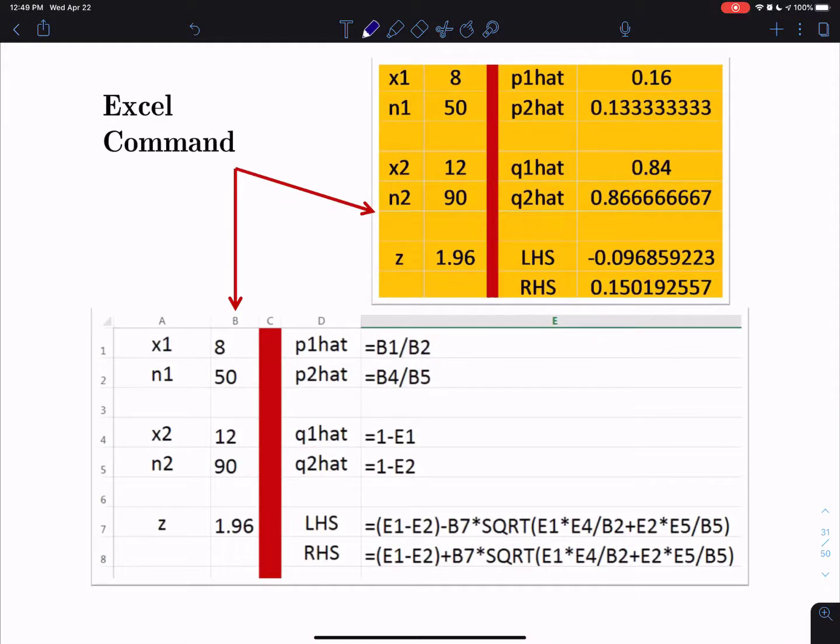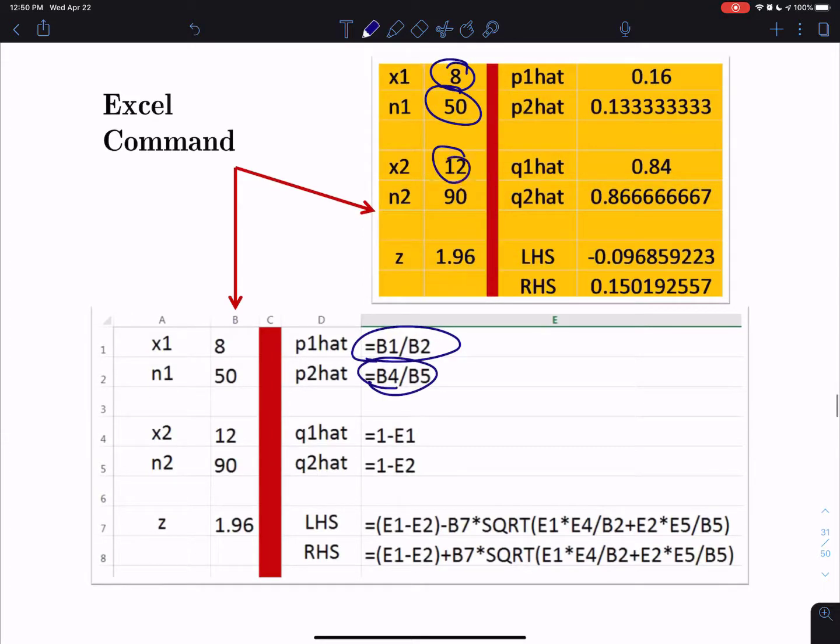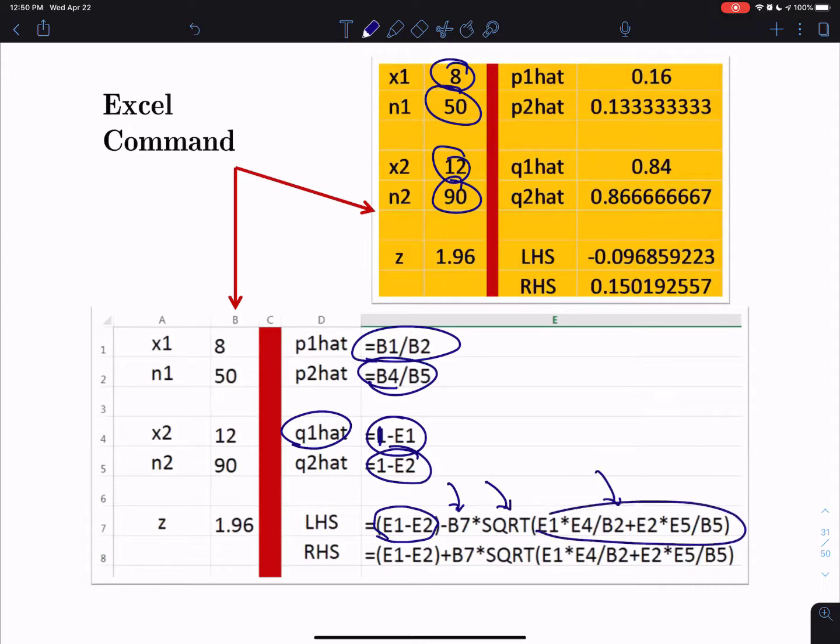It's this picture. So you see you just typed B1 over B2. That's 8 over 50. And then P2 hat is 12 over 90. And then Q1 hat is 1 minus P1 hat, Q2 hat is 1 minus P2 hat. And then P1 hat minus P2 hat minus the z value times the square root of, and what this is saying, this part here is P1 hat times Q1 hat over N1 plus P2 hat times Q2 hat over N2, and that's what that says.